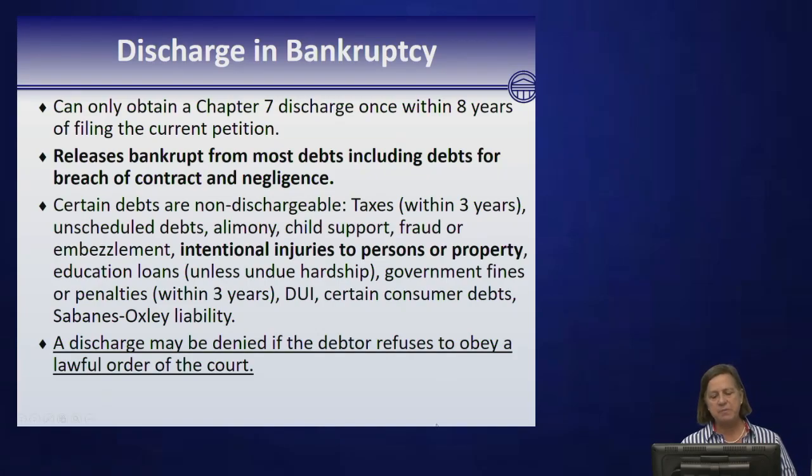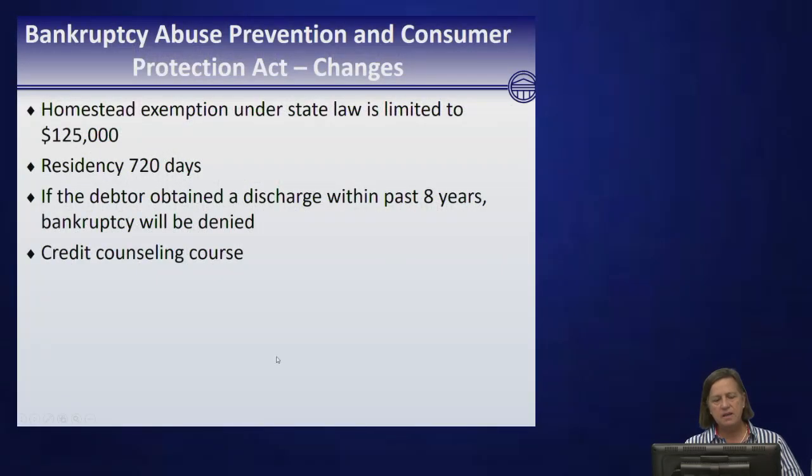A discharge in bankruptcy may be denied if a debtor refuses to obey a lawful order of the court. The Bankruptcy Abuse Prevention and Consumer Protection Act made some changes, and you have to know them. Before declaring bankruptcy, you must take a credit counseling course. You can only declare bankruptcy now once every 8 years, and the homestead exemption is very limited. It's limited to $125,000, and to even claim this much, you have to be a resident in that state for 720 days.